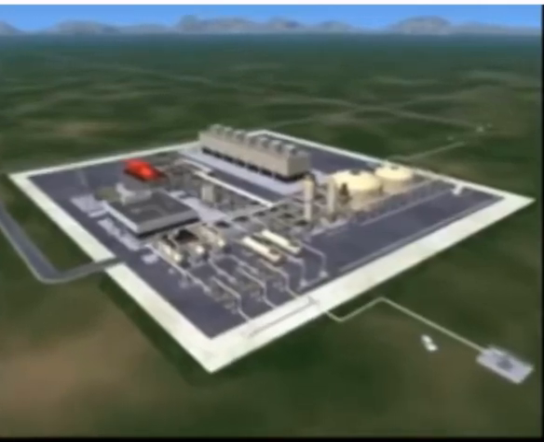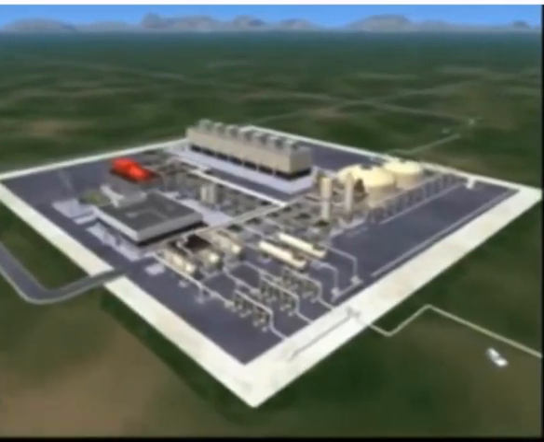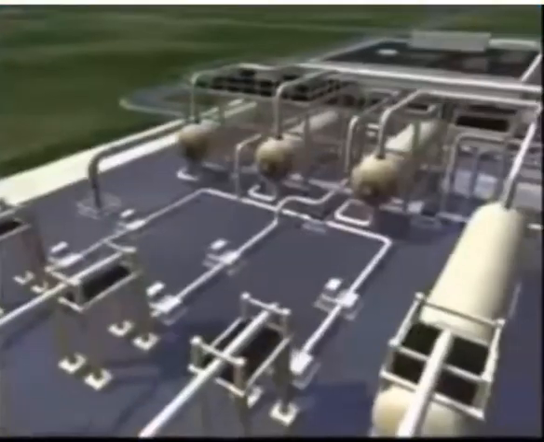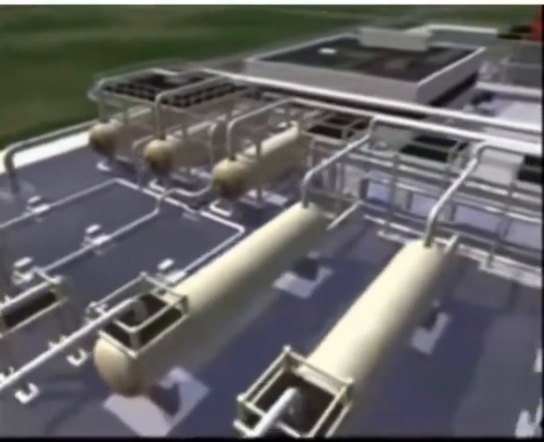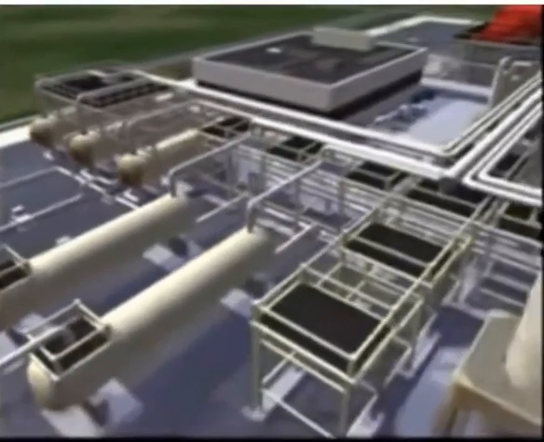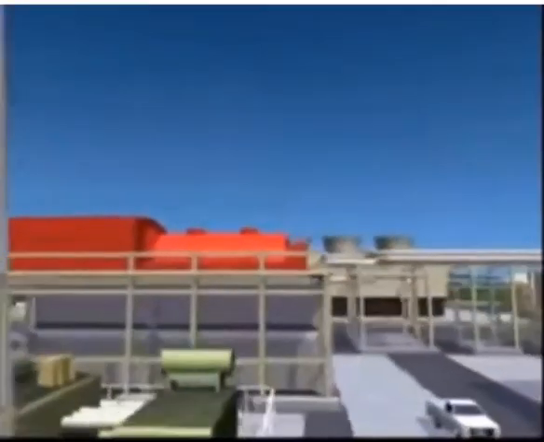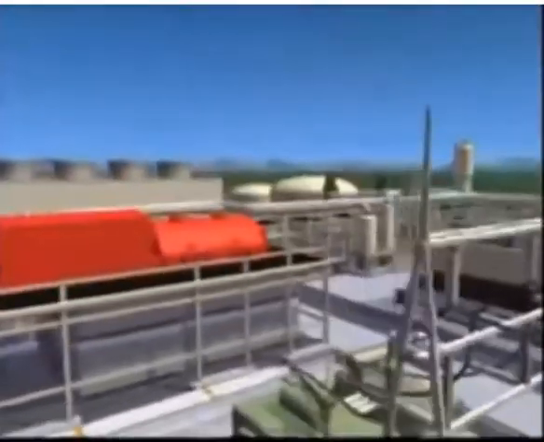Welcome to one of Cal Energy's geothermal power plants. Unlike other power plants that rely on coal or other fossil fuels to create electricity for homes and businesses, geothermal power plants use superheated fluids from the Earth's geothermal resources to generate electricity.